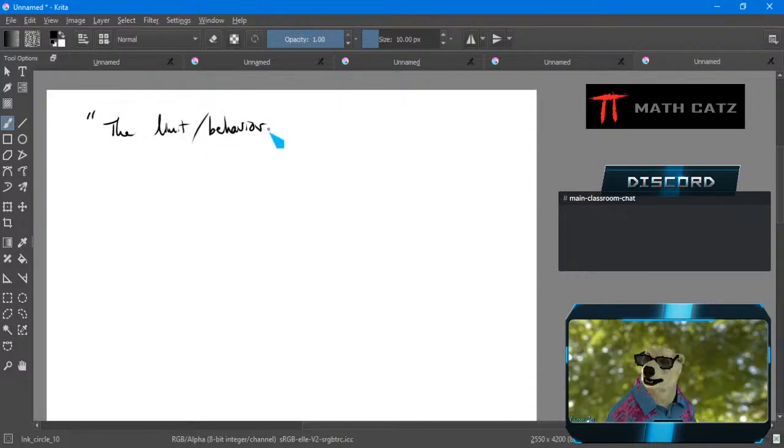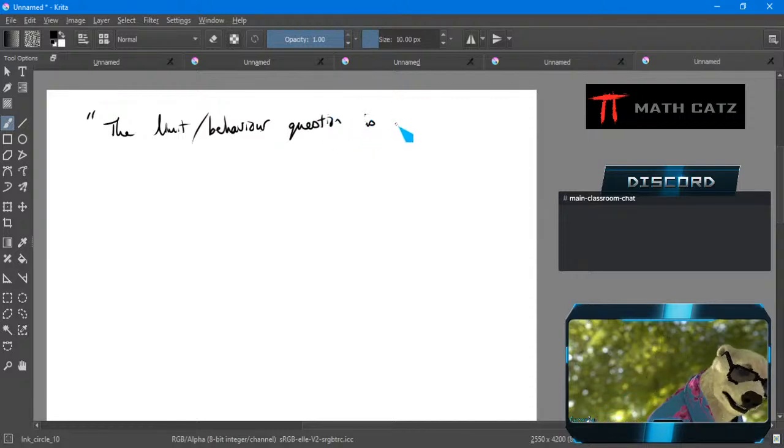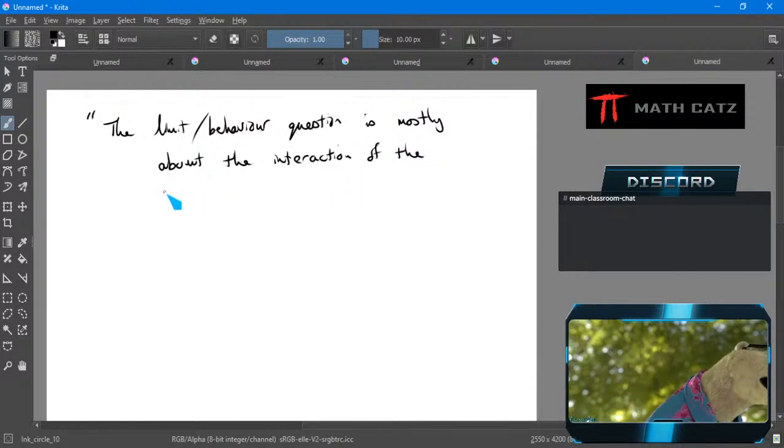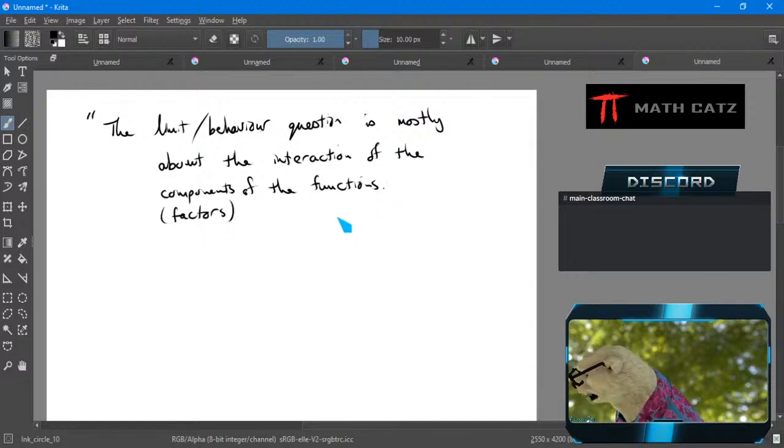or the behavior question is, yeah, I'd say it's mostly, I don't want to say always, it's mostly about the interaction of the components of the function. I don't want to say factors because it really depends. I guess you can call it factors. Sure, you can call it factors. The things that make up the function. It's really a matter of how they interact that determines the behavior of my function. We've seen this with the rational function, right?